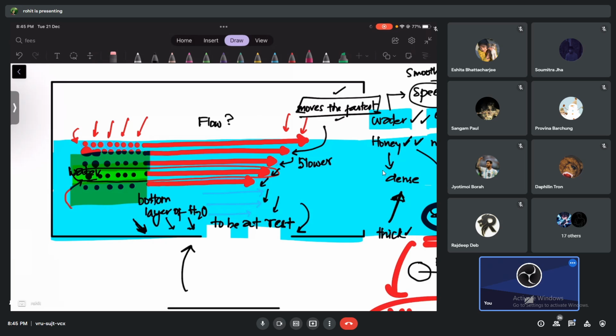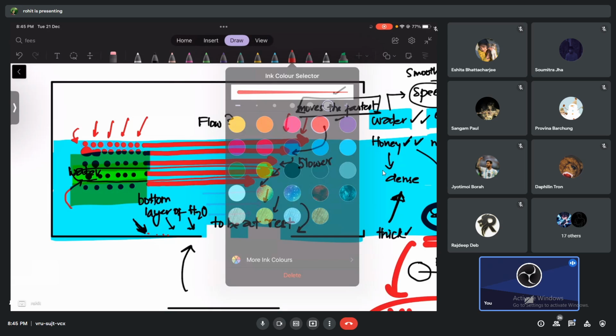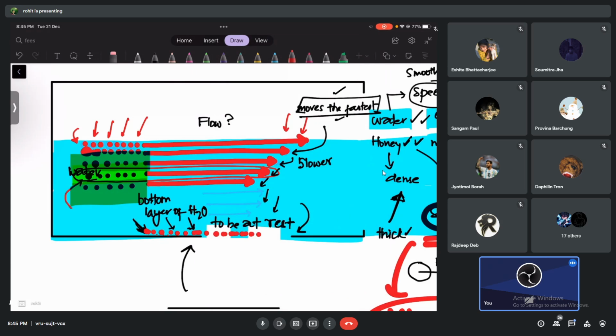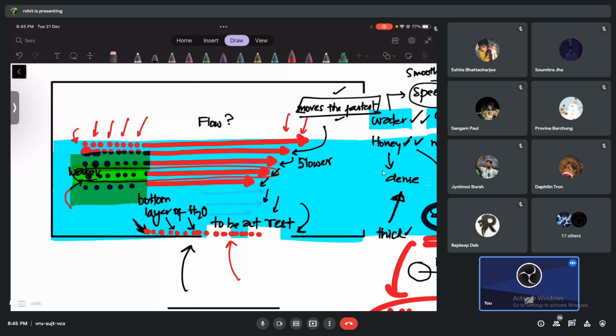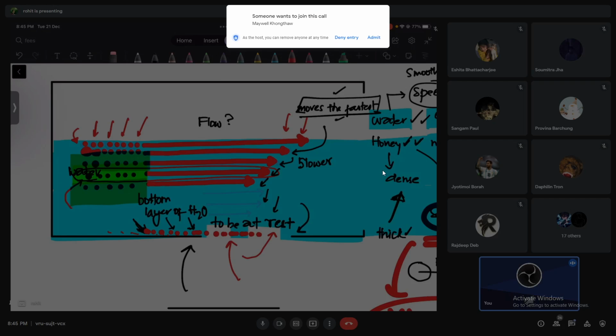Okay, let me just show you here. This is the bottommost layer of the liquid, the liquid molecules, or water molecules in this case. They are considered to be at rest because they don't have any movement. We don't have any velocity there, so we can imagine it to be at rest. Of course, they'll be moving a little bit here and there, but as a whole layer, they don't move.